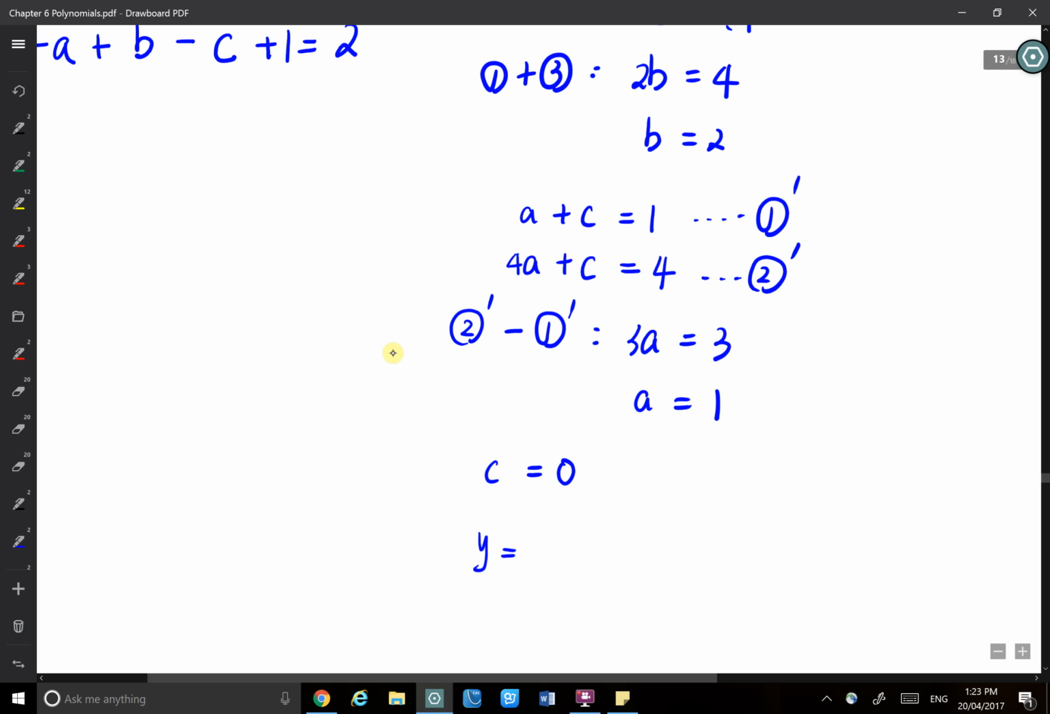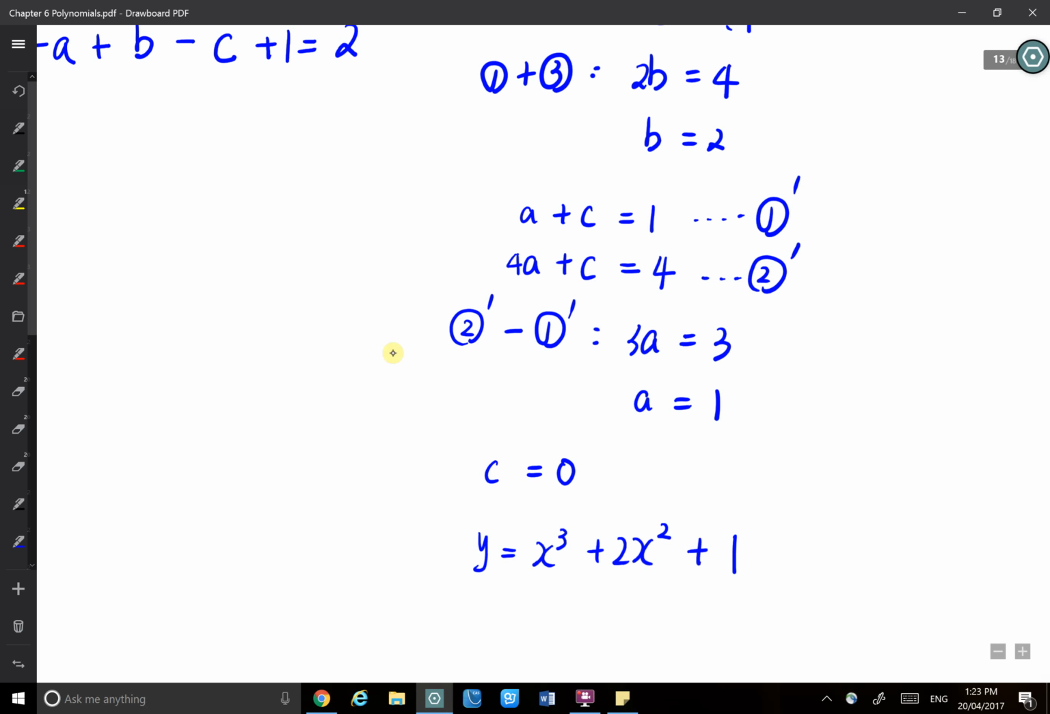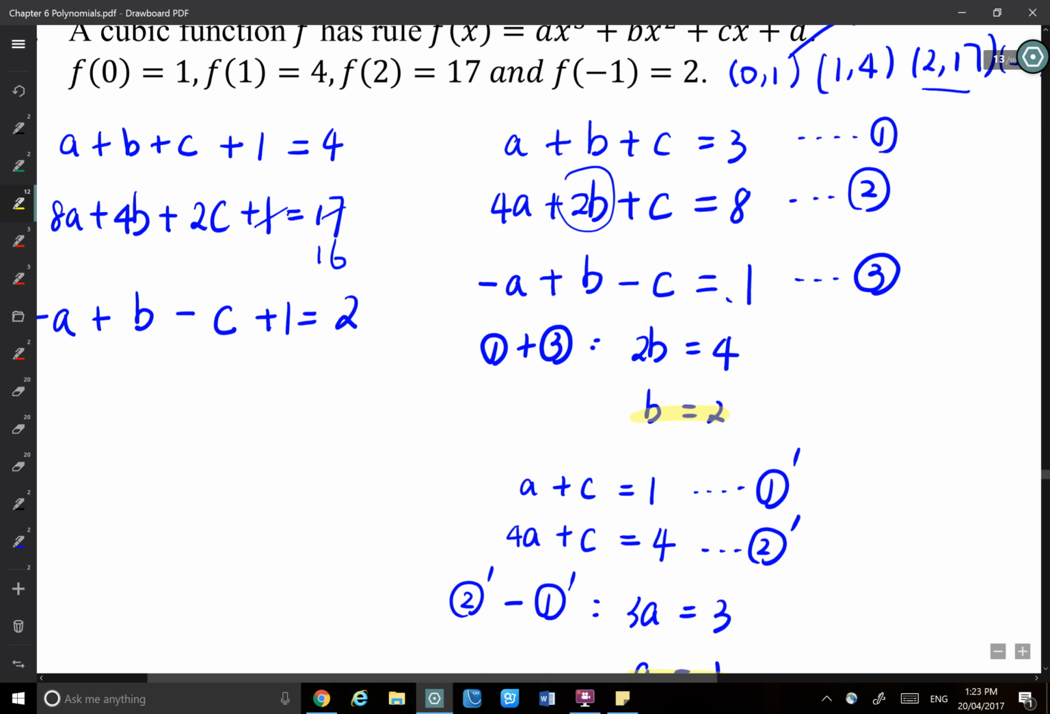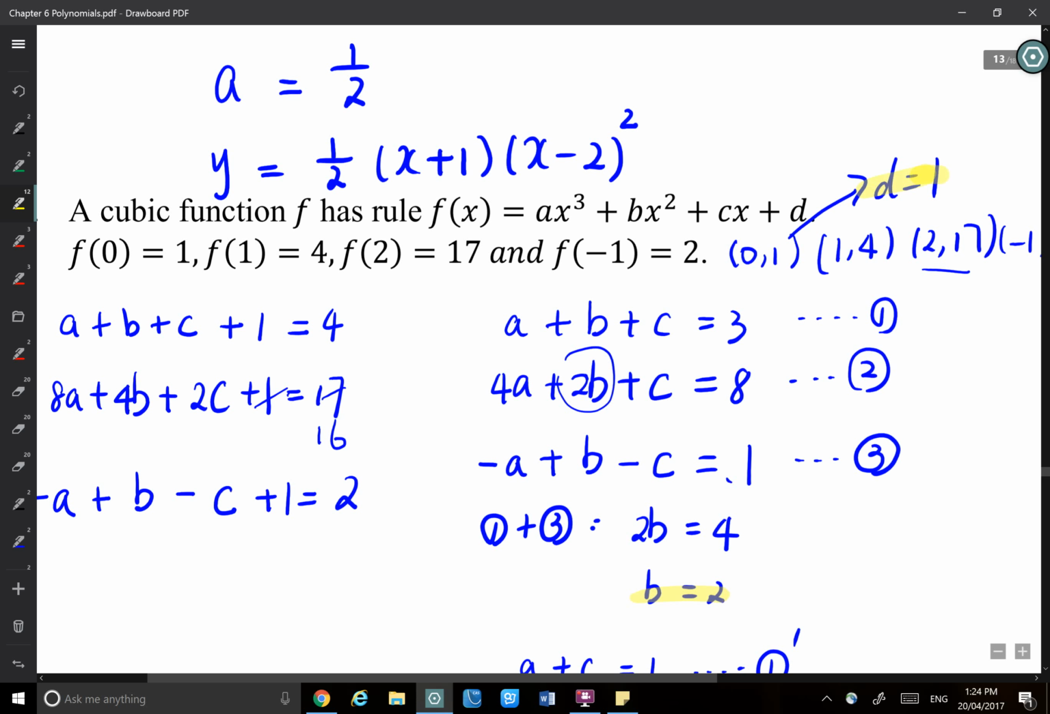So y equals x cubed plus 2x squared plus 0x plus 1. Okay, a is 1, b is 2, c is 0, and at the very beginning d is 1.